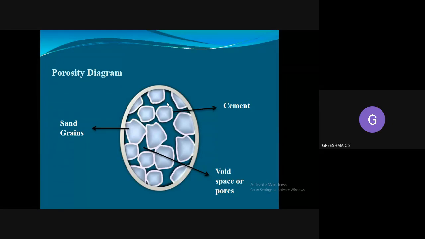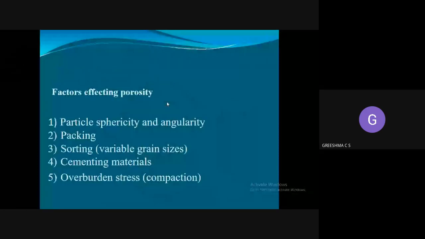When the soil particles come close, if it is tightly packed, standing close like this, what will happen? The compaction occurs. So that is where the compaction occurs. So that is overburden pressure or overburden stress. So these are the factors which affect porosity.